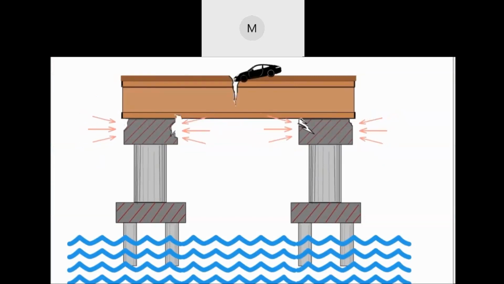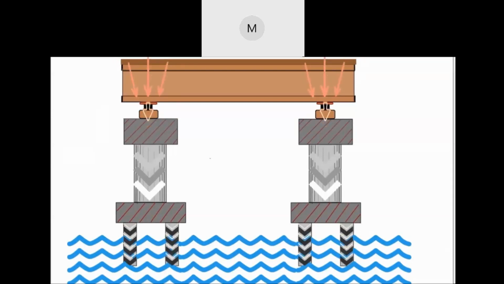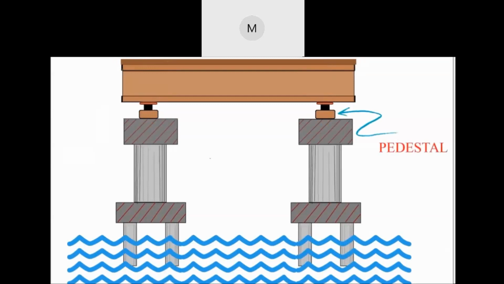to the structures. Hence, the bearings are introduced between the superstructure and substructure for accommodation of various movements and to transfer the load from the superstructure to the substructure by absorbing the shock of vibration. And this is the pedestal, which provides the clearance between the superstructure and substructure so that it can move freely.